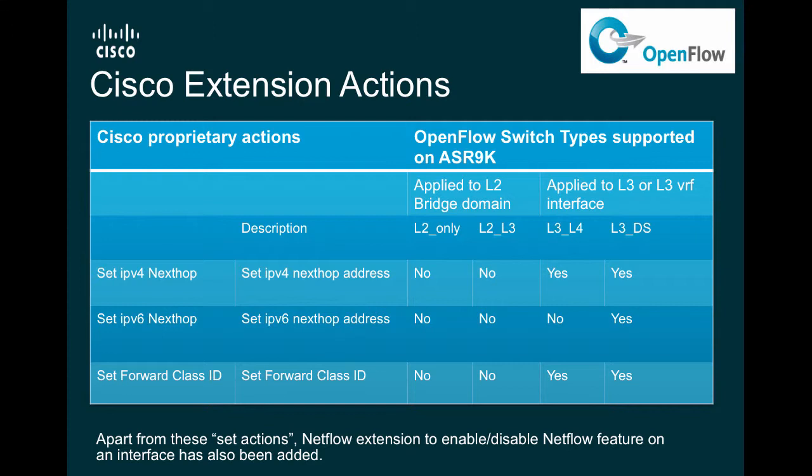The next bit is your FC ID, set forward class ID. This particular Cisco extension can be used to support policy-based tunnel selection functionality using OpenFlow. Apart from these 3 set actions, there is a NetFlow extension that is added by Cisco to enable or disable the NetFlow feature on an interface.